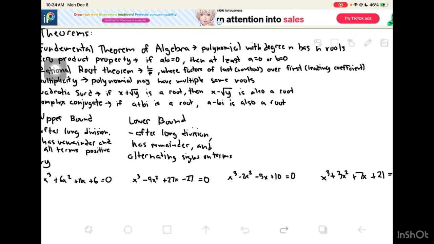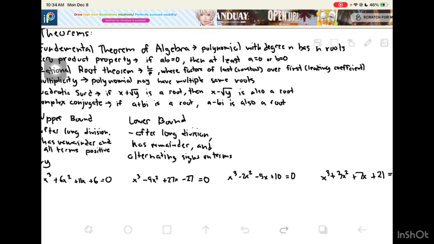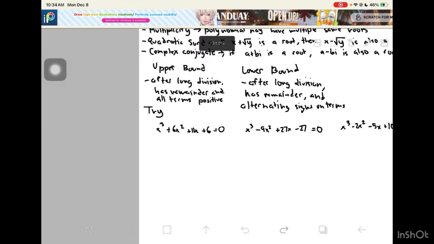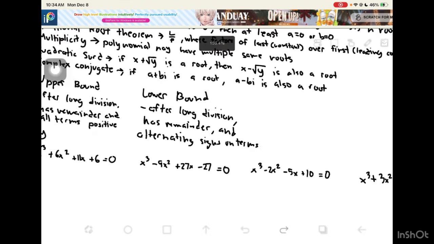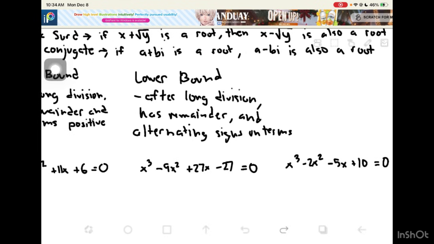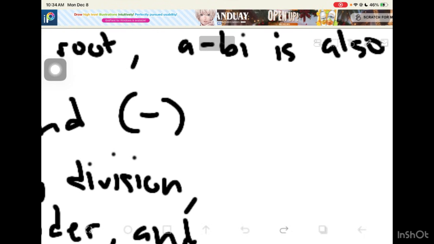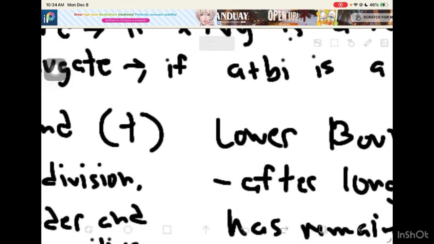So let's try to solve using this. First one, try this one. Upper bound and lower bound. Upper bound is that after long division, we have a remainder and all terms are positive. But the lower bound is after long division has a remainder and alternating signs. This is negative, by the way, and this one's positive.